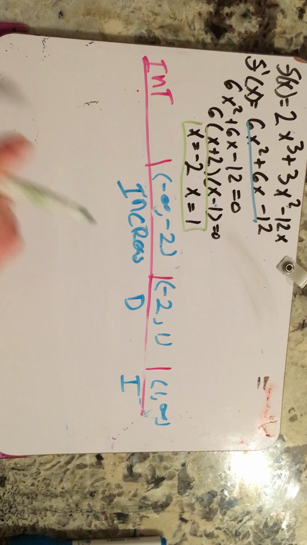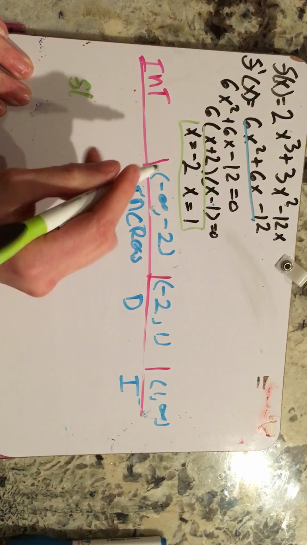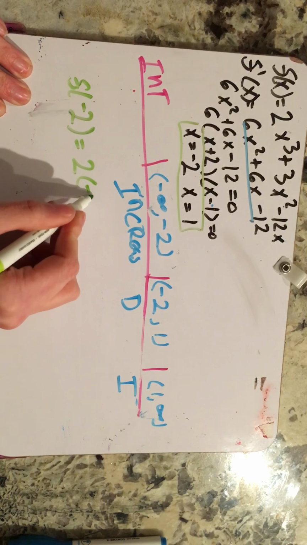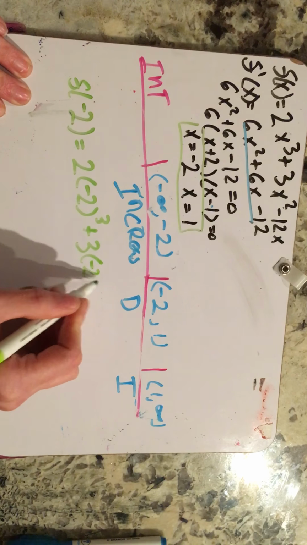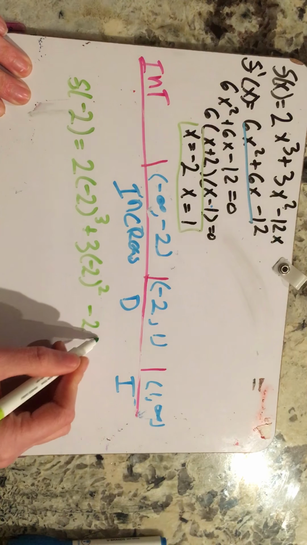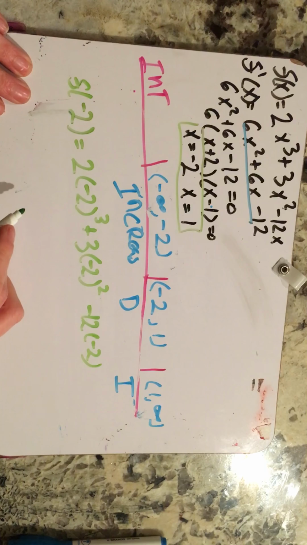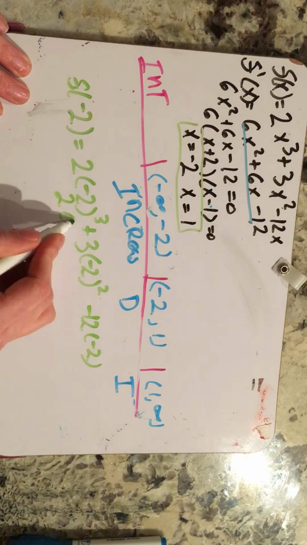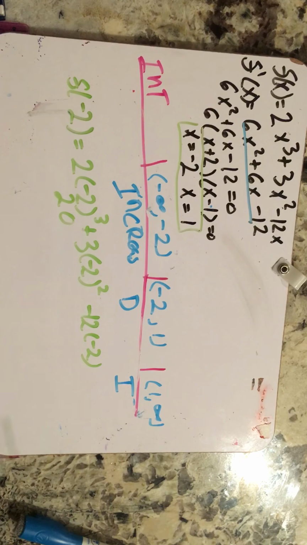Okay. So right here, we're going to take f of x, and we're actually going to make x negative 2. So then we do 2 times negative 2 quantity cubed plus 3 times negative 2 squared minus 12 times negative 2. And we are going to find out that this is going to be equal to 20. I believe. Let me double check that really quickly, because I could be doing my math wrong. No, that's correct.